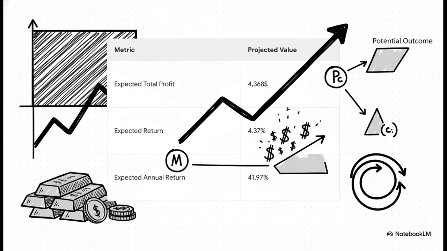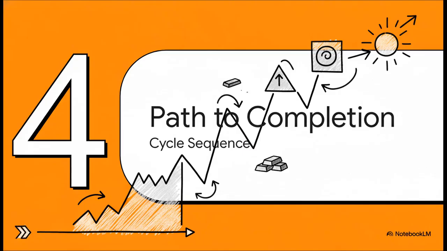But what about that second scenario? What if the price does drop enough to trigger that optional PC entry we talked about? Well, the whole picture changes. The expected total profit almost doubles to $4,368, and that shoots the potential annual return all the way up to 41.97%. That's a huge difference.